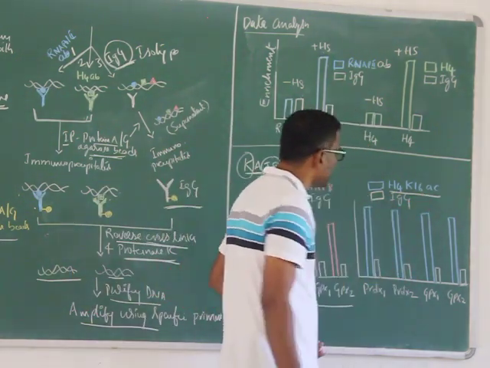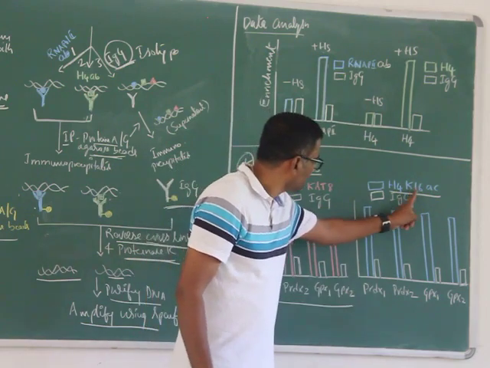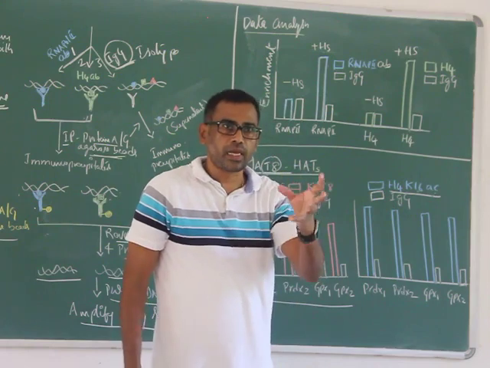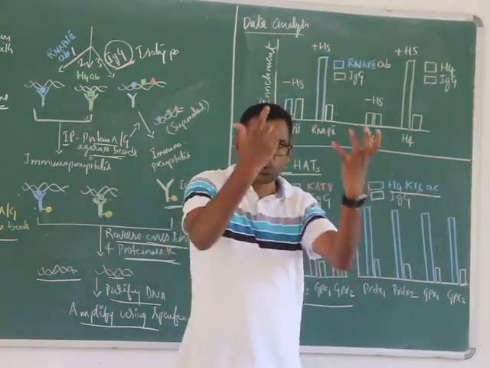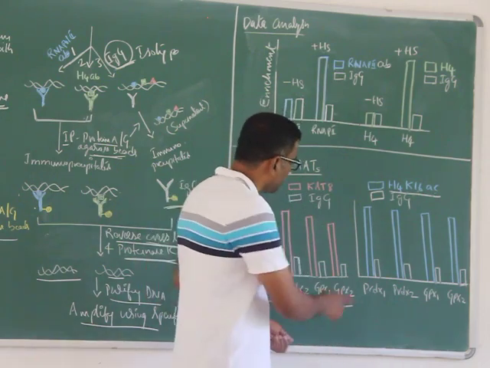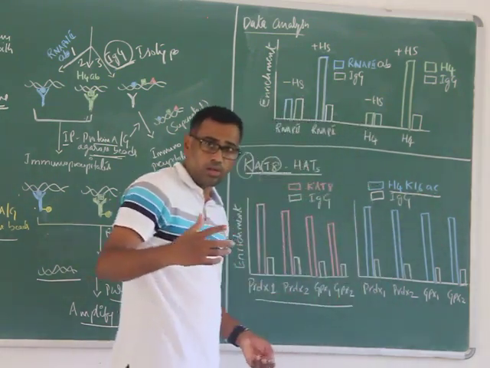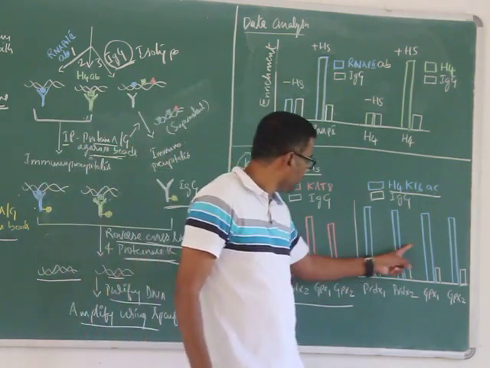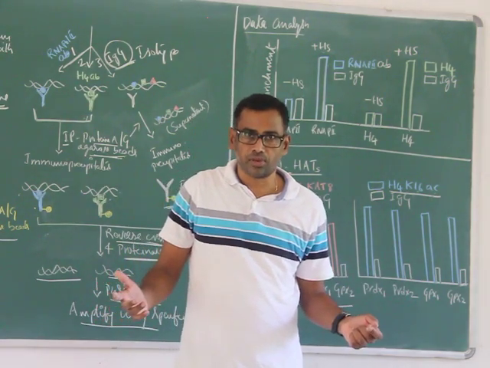Similarly, the H4K16 acetylated ChIP. They used a specific antibody, the H4K16 acetylated antibody. That antibody specifically binds to this residue and pulls down the chromatin. When they use that antibody, you can see in the bar graph that the blue bars all got elevated, amplified or enriched. In the case of IgG, there is no enrichment or amplification.